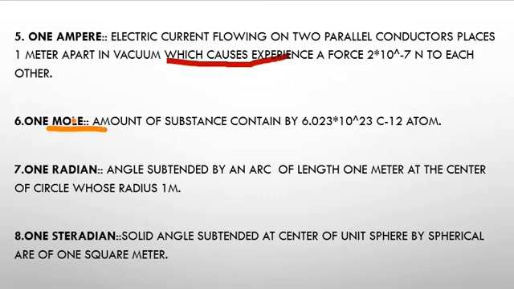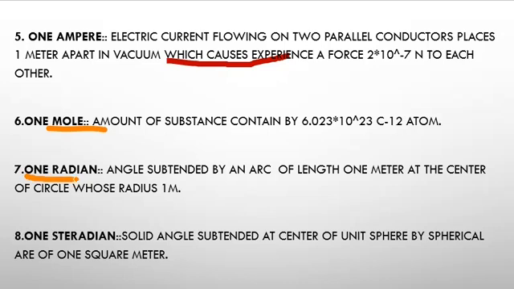1 mole is the unit of amount of substance. What is the unit of amount of substance? This can be asked. It is mole, and its value is equal to 6.023 into 10 to the power 23 carbon 12 atoms. It is the amount of substance containing 6.023 into 10 to the power 23 carbon 12 atoms. In this way it is defined.